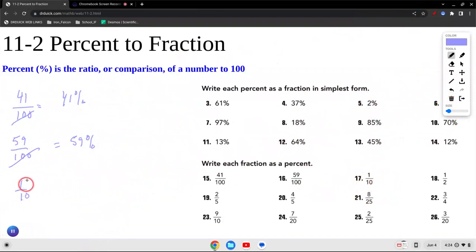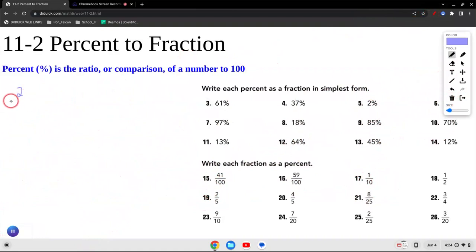1/10. Wow, we could do it. It has to be over 100 to cross it out. I multiply both by 10. The numerator and denominator, I end up with 10 over 100. Now I can cross it out. So now it's 10%. Okay, some of these will get trickier, but it's the same concept.